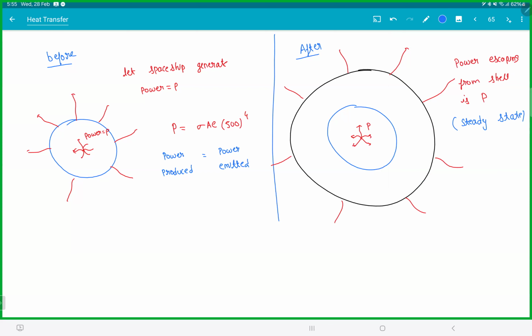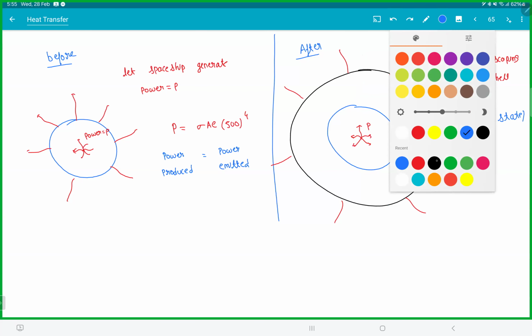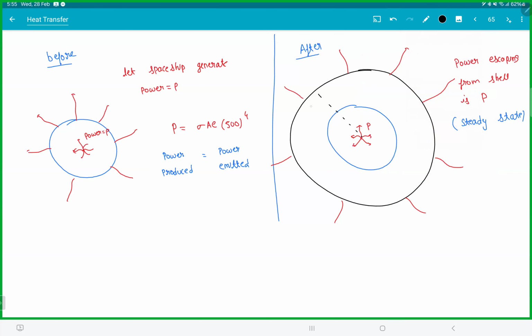I don't know what is happening inside. I don't care. But whatever is produced here, everything should have gone outside to infinity. If inflow is not equal to outflow, temperature of the system will keep on increasing. But you said it is in steady state. So eventually temperature should become constant everywhere. This is 2R.